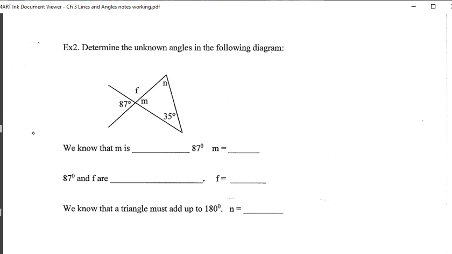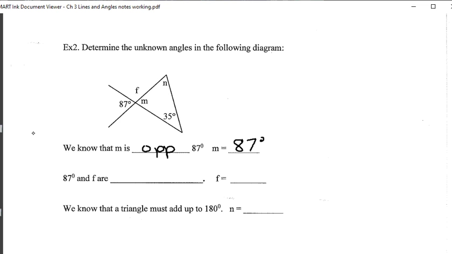You need to look for all these relations I just reviewed. So, different ways to approach the questions. But I believe I mentioned that I love the idea of these intersecting lines for angles, because opposites are the same. So 87 degrees and M are opposite. We know that M is opposite the 87, so it's the same size, 87 degrees.